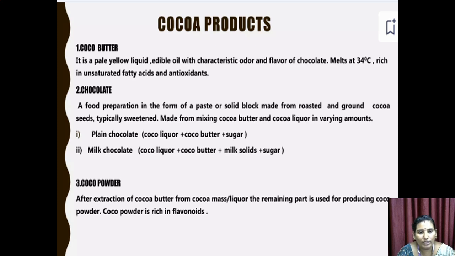Then cocoa powder. After extraction of cocoa butter from cocoa mass or liquor, the remaining part is used for producing cocoa powder. Cocoa powder is rich in flavonoids. That's all about the processing of cocoa bean.